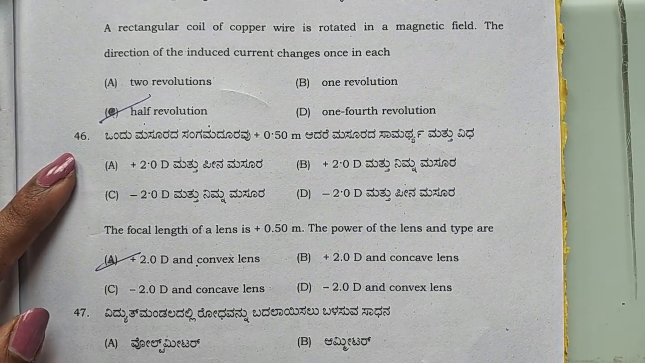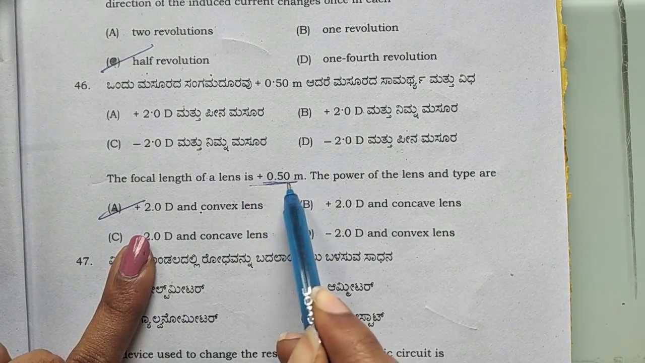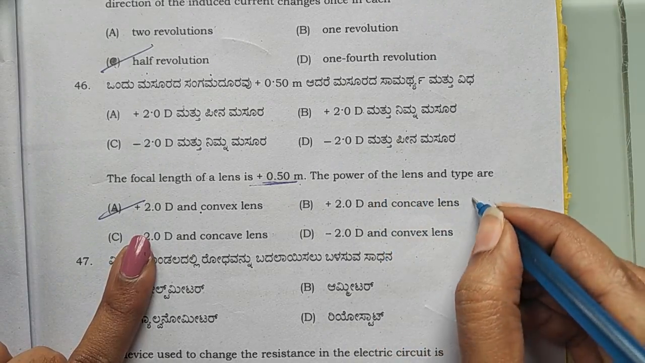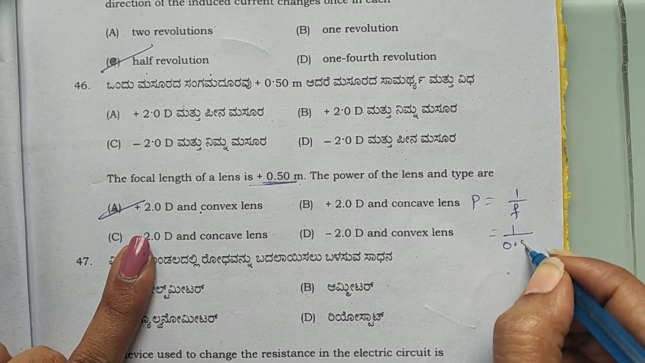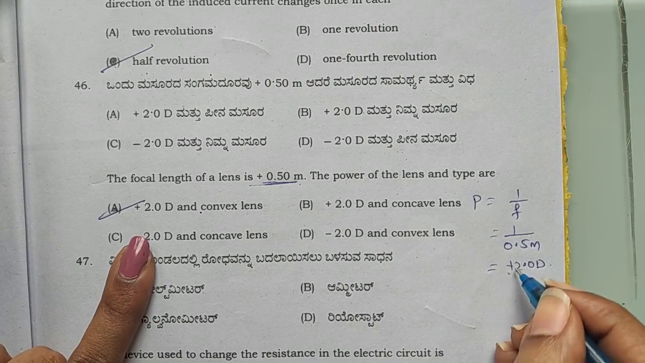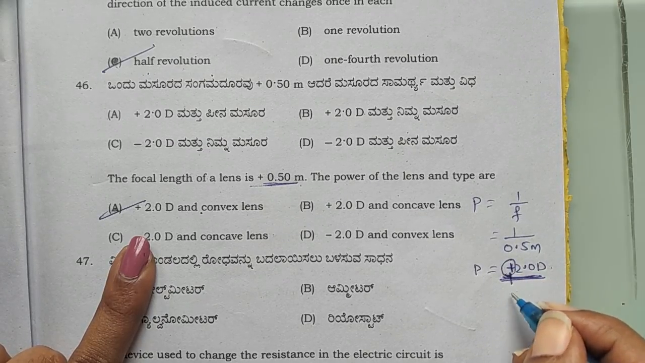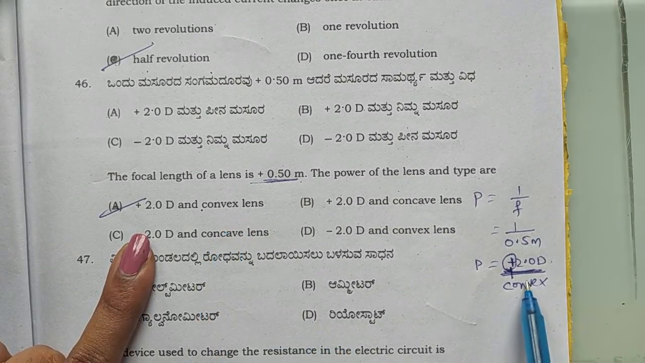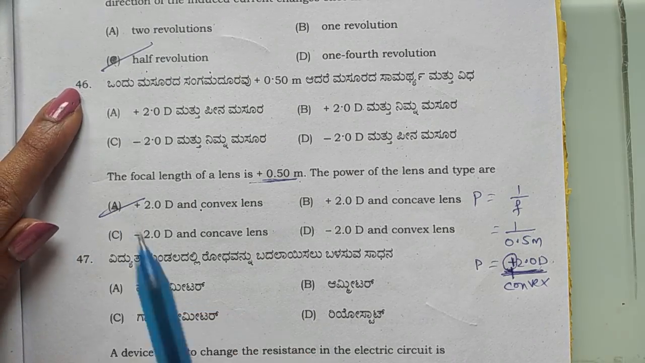Coming to the 46th question, it's from the light chapter. The focal length of a lens is plus 0.50 meter. The power of the lens and type? So definitely power is equal to 1 by F. So you will be doing 1 by 0.5 meters. So you will get the answer plus 2.0 D, right? So your answer for power is plus 2.0, whereas the plus sign indicates that it is for a convex lens, isn't it? So convex lens and the answer is plus 2.0. That is option A is correct for the 46th question.